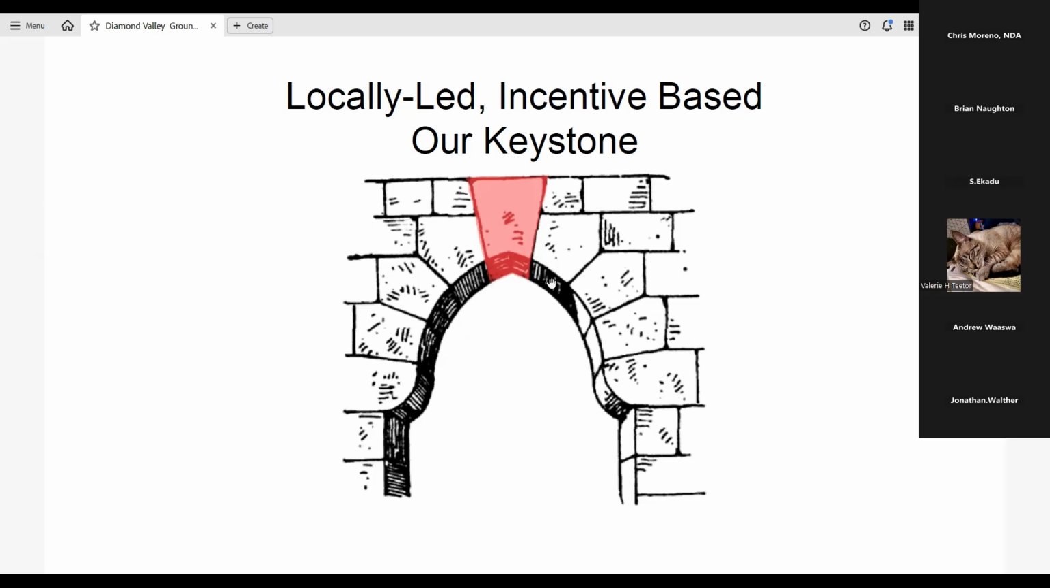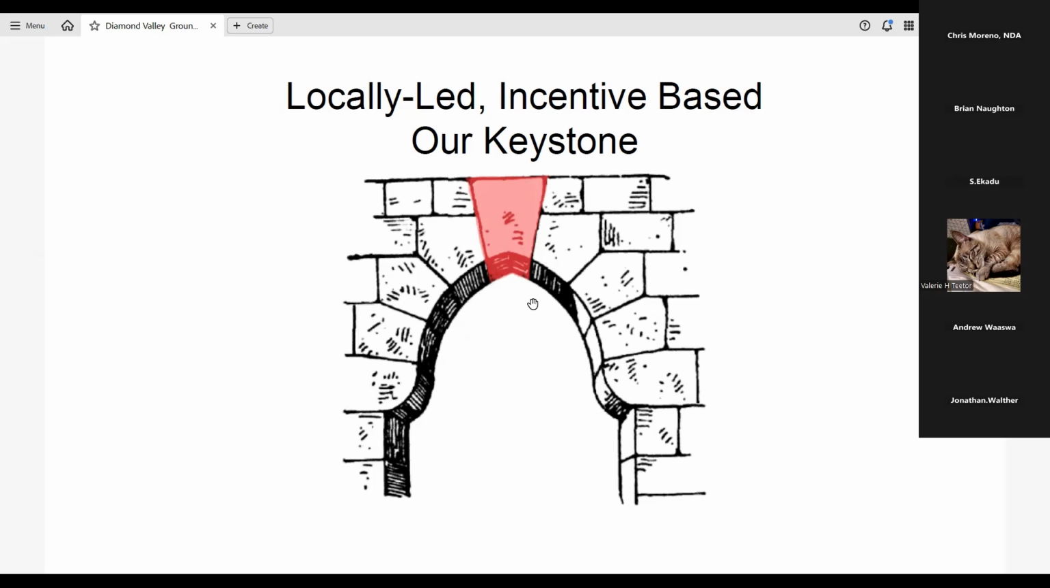I'm going to be a little philosophical here before I jump into some of the specifics of things we're doing. But I wanted to first share what I believe is the secret sauce to a lot of the efforts that we've been accomplishing with our producers on the ground. And it really is this keystone concept of locally led and incentive based.